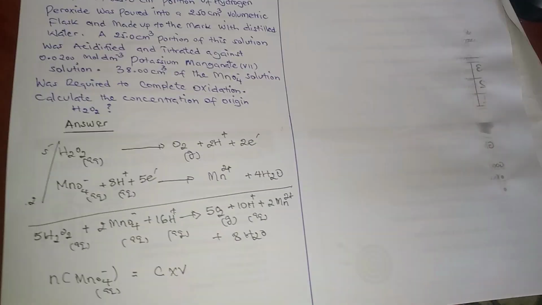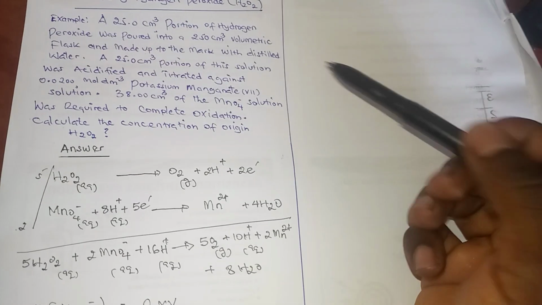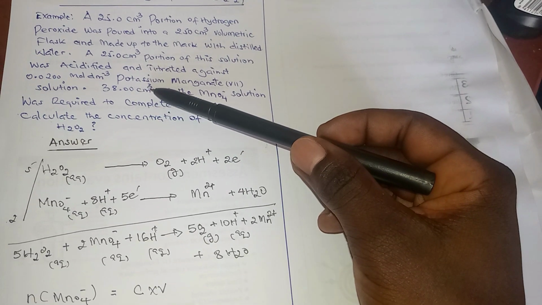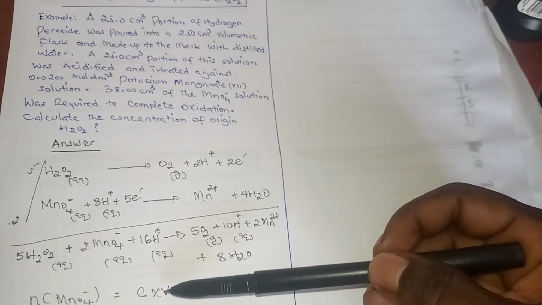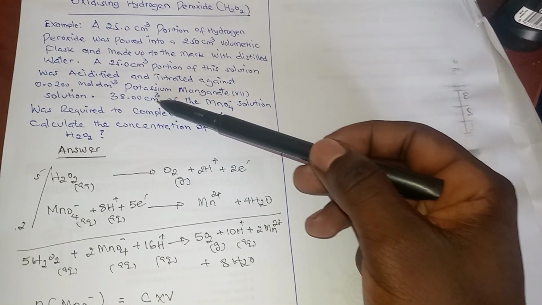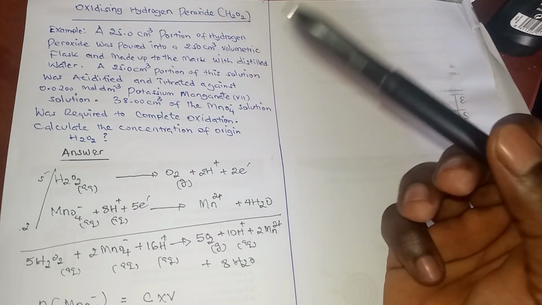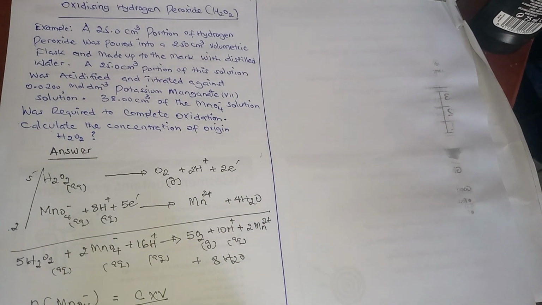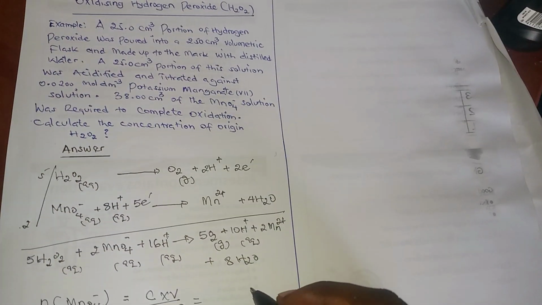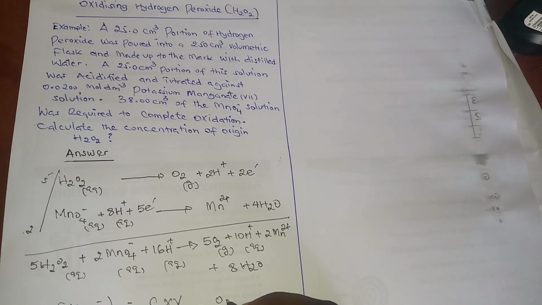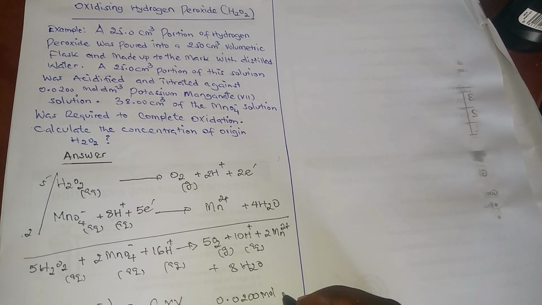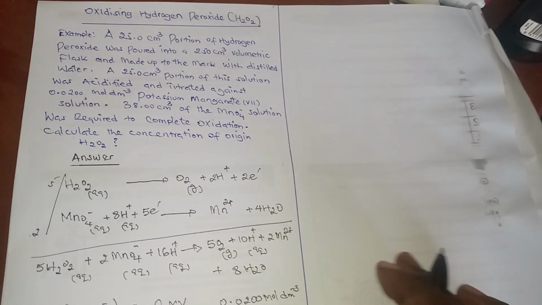From the question, we have 38 centimeter cube, so our volume is in centimeter cube. But the concentration is in mole per decimeter cube. It means we have to convert centimeter cube to decimeter cube, so we divide by 1000. And this is equal to concentration. From the question, our concentration is 0.0200 mole per decimeter cube.